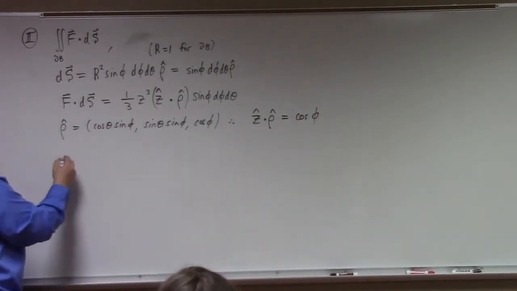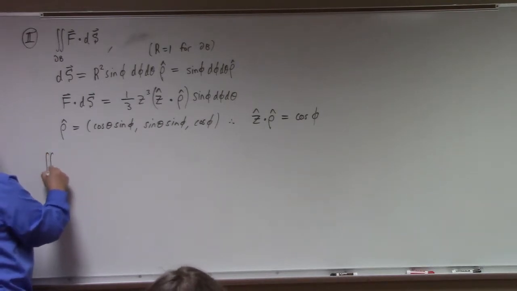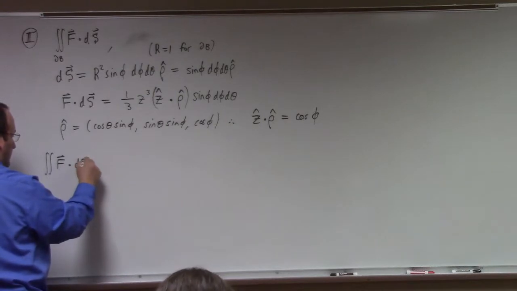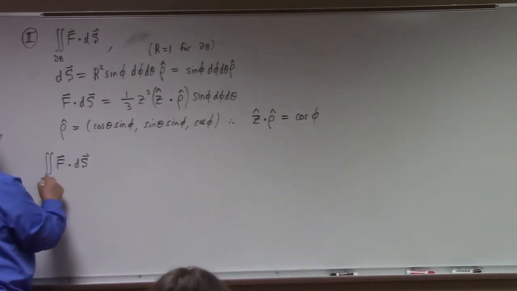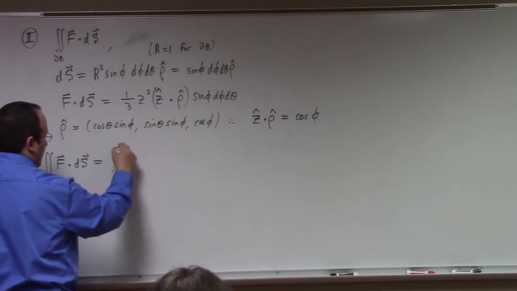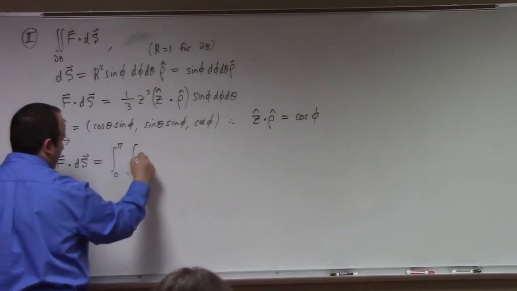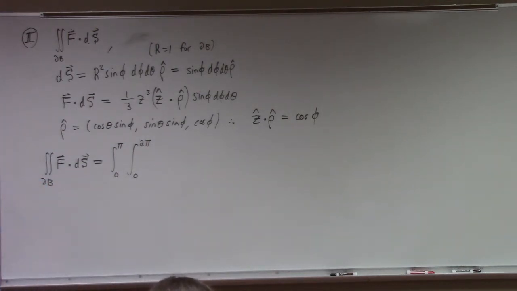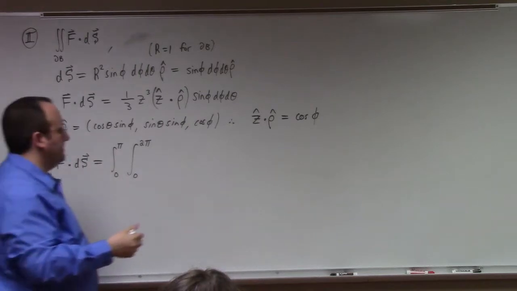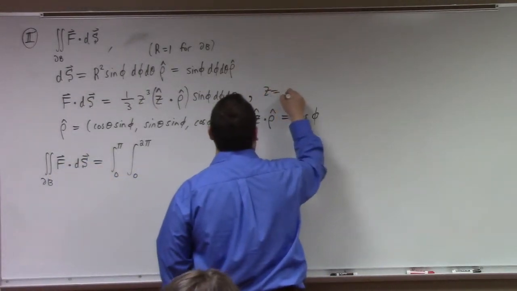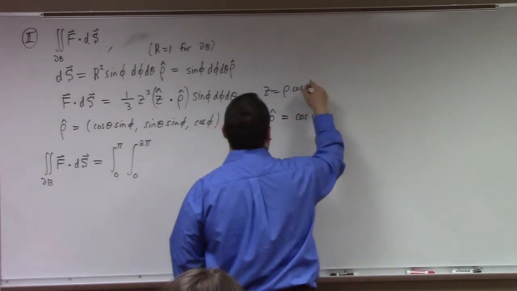So what this leads me to then is that the integral over the surface of the sphere, the flux of this vector field through the sphere, it's going to be the integral from 0 to pi, integral from 0 to 2 pi. And what does my F dot dS work out to in this context? Remember z, what is z equal to? Rho cosine phi, right?